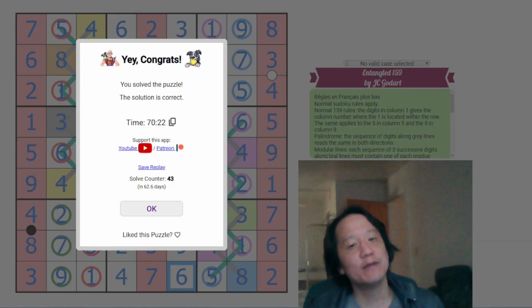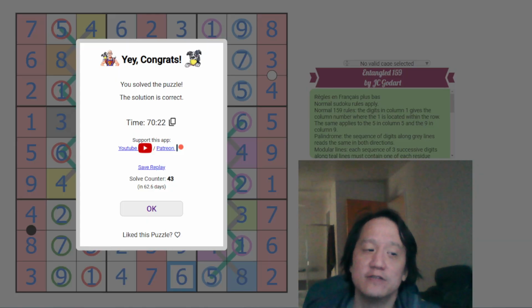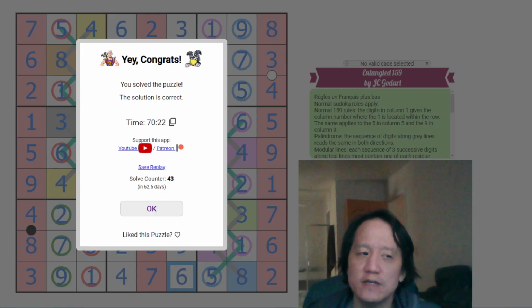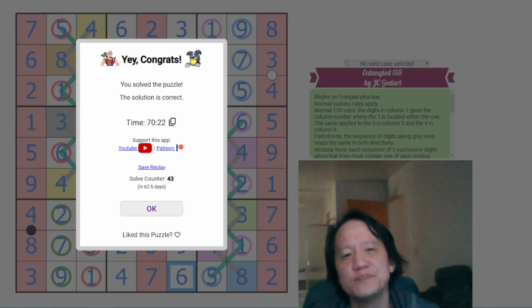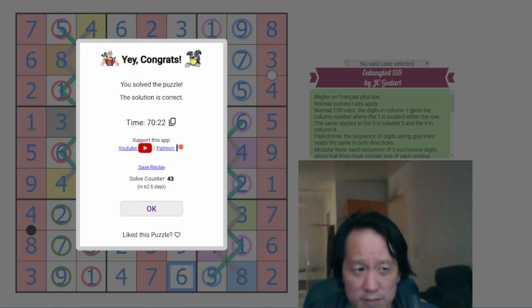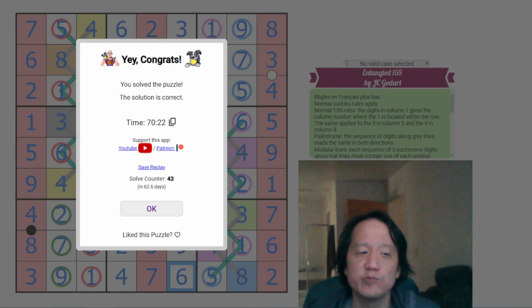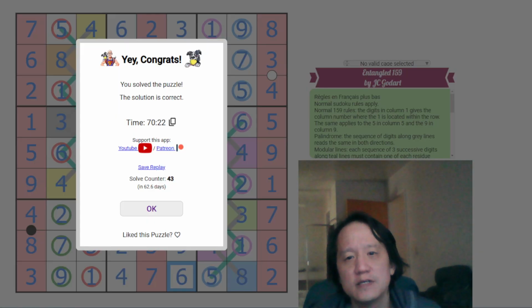Again, I am not good with the 159 rule. I don't have a good sense of the specific shortcuts, I guess, that you know if you've done a lot of these 159 rules. Yeah, and that was the solve. I hope my explanation makes sense.